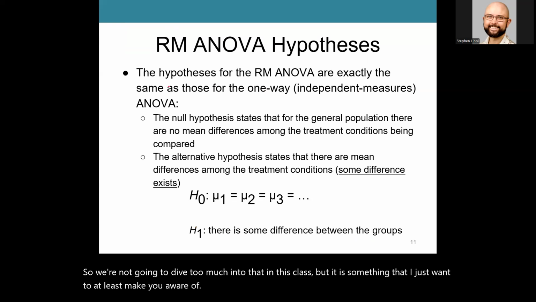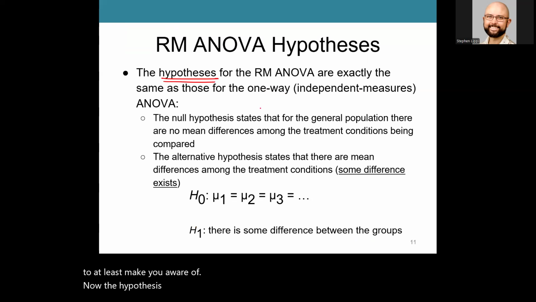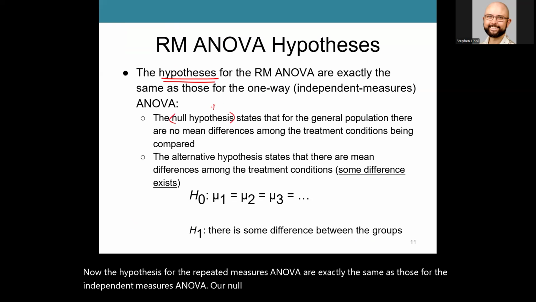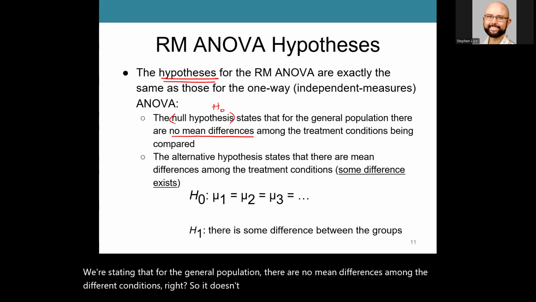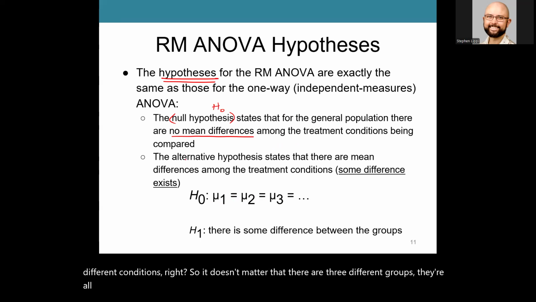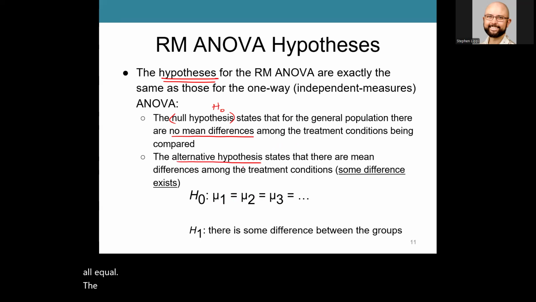Now, the hypotheses for the repeated measures ANOVA are exactly the same as those for the independent measures ANOVA. Our null hypothesis is always a statement of no difference. We're stating that for the general population, there are no mean differences among the different conditions, right? So it doesn't matter that there are three different groups, they're all equal. The alternative hypothesis states that there are mean differences, and really that some difference exists.